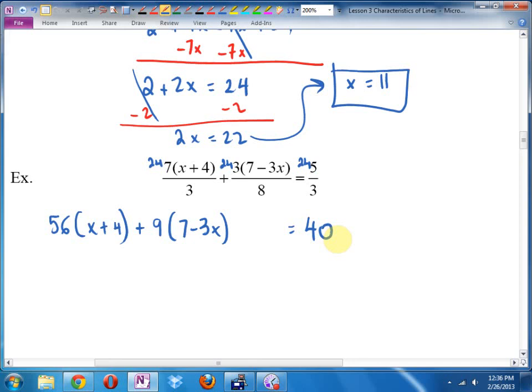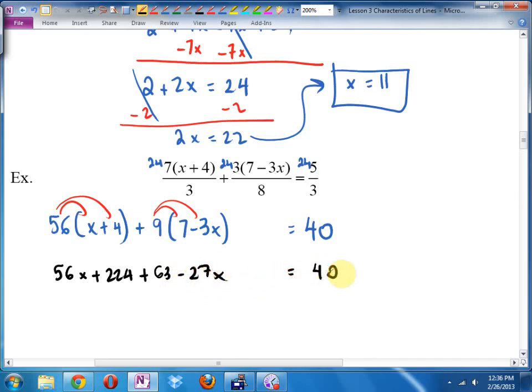Now what? Expand the brackets. Okay, I can do this. I'll get 56x plus 4 times 56 is going to be 224. Double check me. Plus 9 times 7. 1, 2, 3, 4, 5, 6, 7. 63. Minus 27x, that equals 40. Now what?